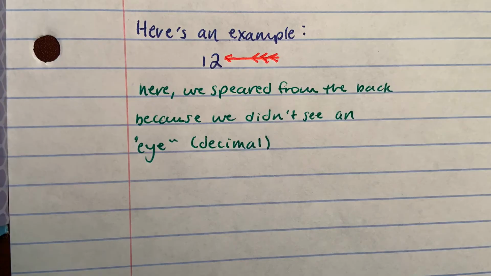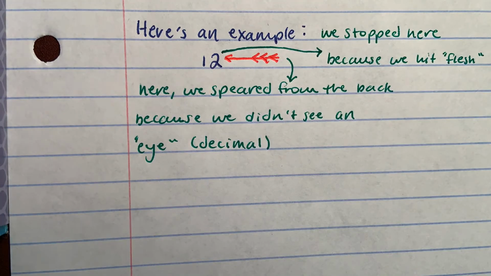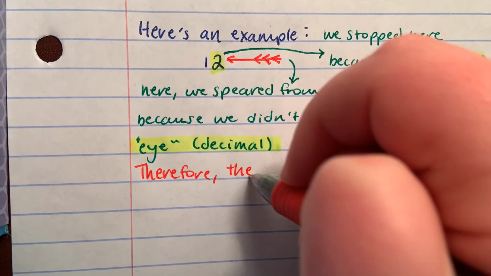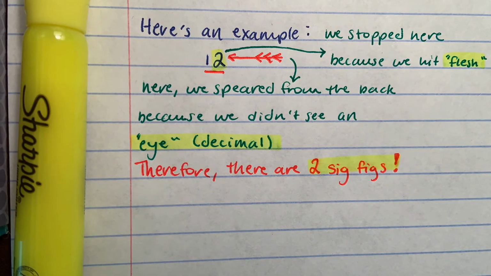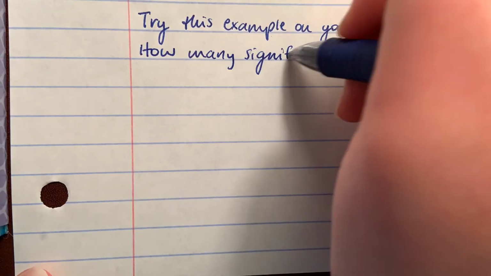So here's an example. We're going to do the number 12. We're spearing from behind because we didn't see an I or the decimal. And we stopped at the 2 because we hit flesh. So therefore, there are 2 significant figures, the 1 and the 2, which you can see underlined there. Alrighty, so pause the video and try this example on your own and then come back when you're ready to have it worked out.